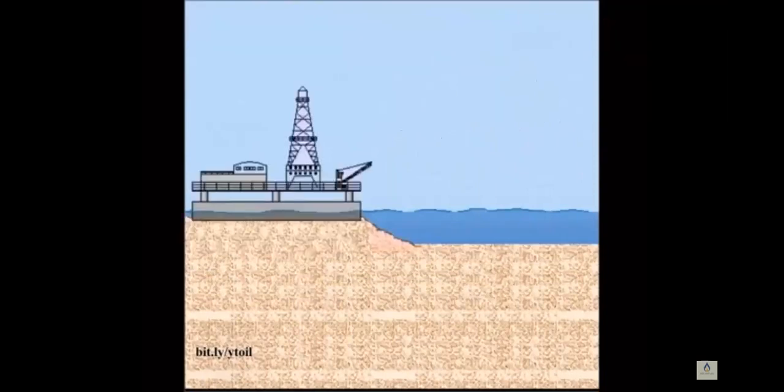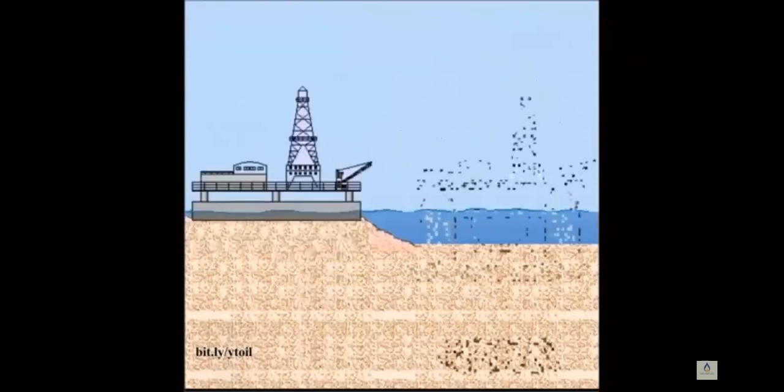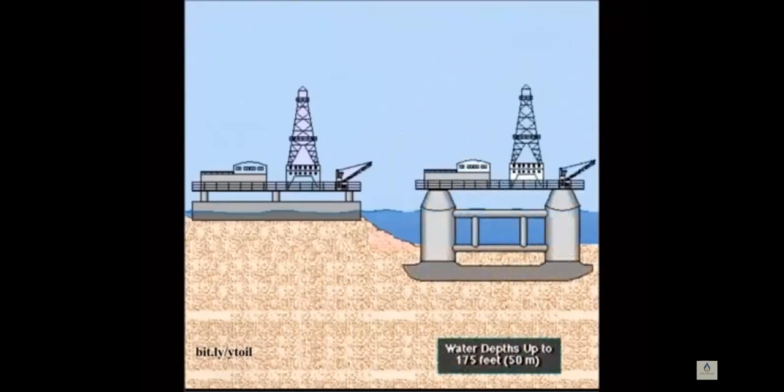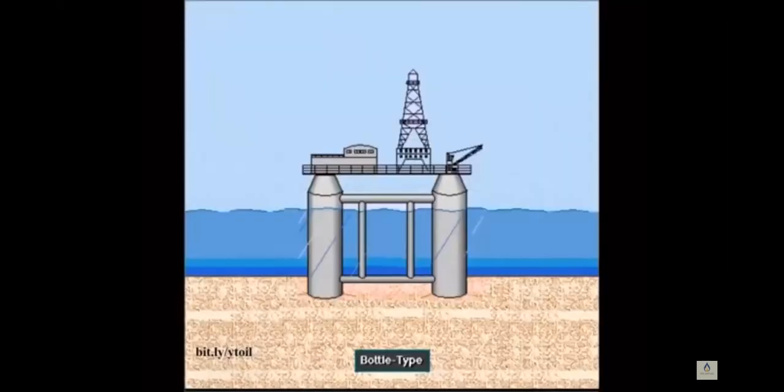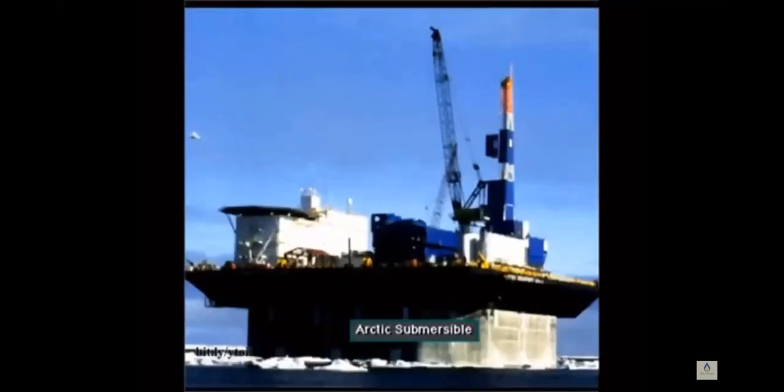Rig builders design submersibles to drill in shallow water and in water up to about 175 feet deep, a little over 50 meters. Submersible drilling rigs include the posted barge submersible, bottle-type submersible, and the Arctic submersible.